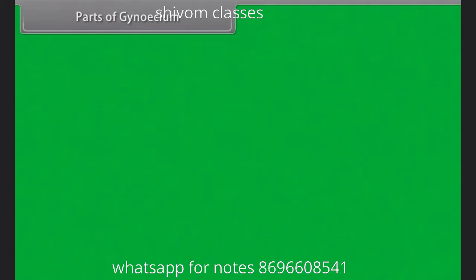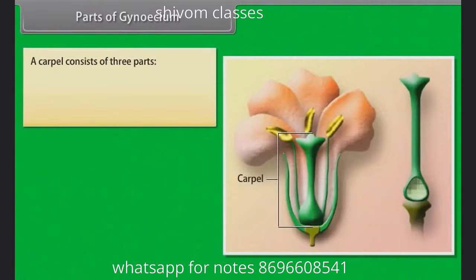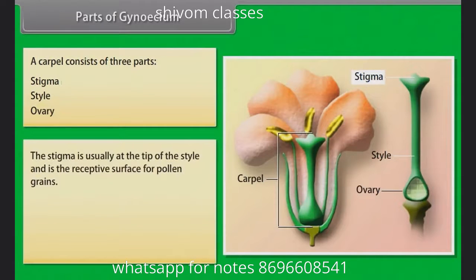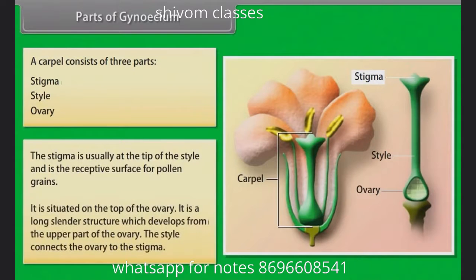Parts of gynoecium. A carpel consists of three parts: stigma, style, ovary. The stigma is usually at the tip of the style and is the receptive surface for pollen grains. It is situated on the top of the ovary. It is a long, slender structure which develops from the upper part of the ovary. The style connects the ovary to the stigma.